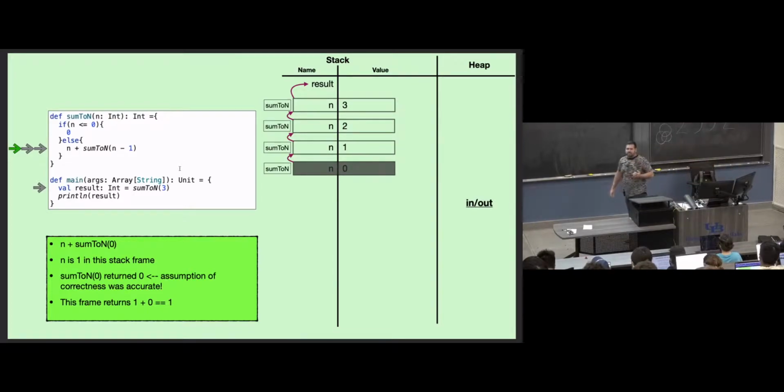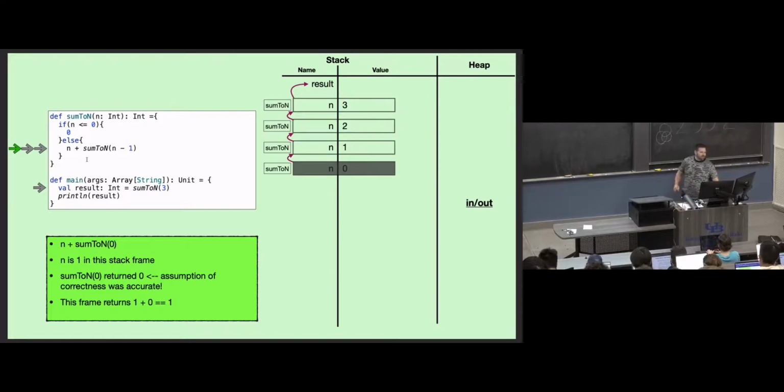So thinking about our assumption, we just made a call sum to n of 0. That was the base case, so our assumption was true. This stack frame got 0, returned 0. Everything's fine with that. It's the base case. Of course it's going to be right. Of course our assumption is right for the base case.